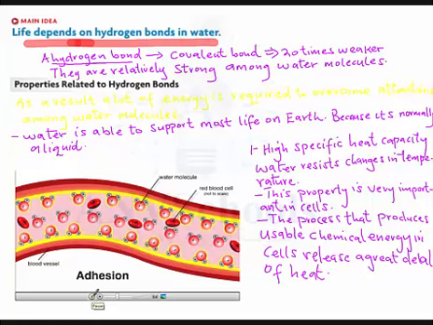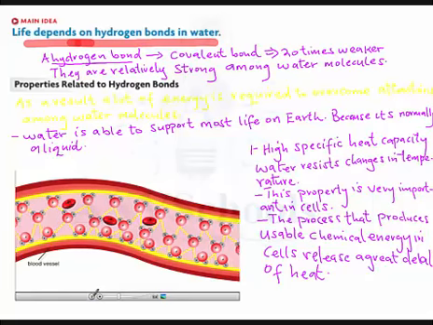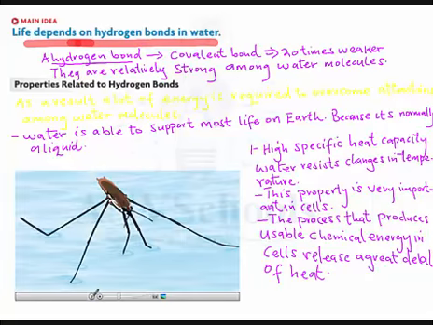Then another property of water. Basically these are the main properties, though other properties can come in, but we have only 4 main properties. You can see here we have surface tension.